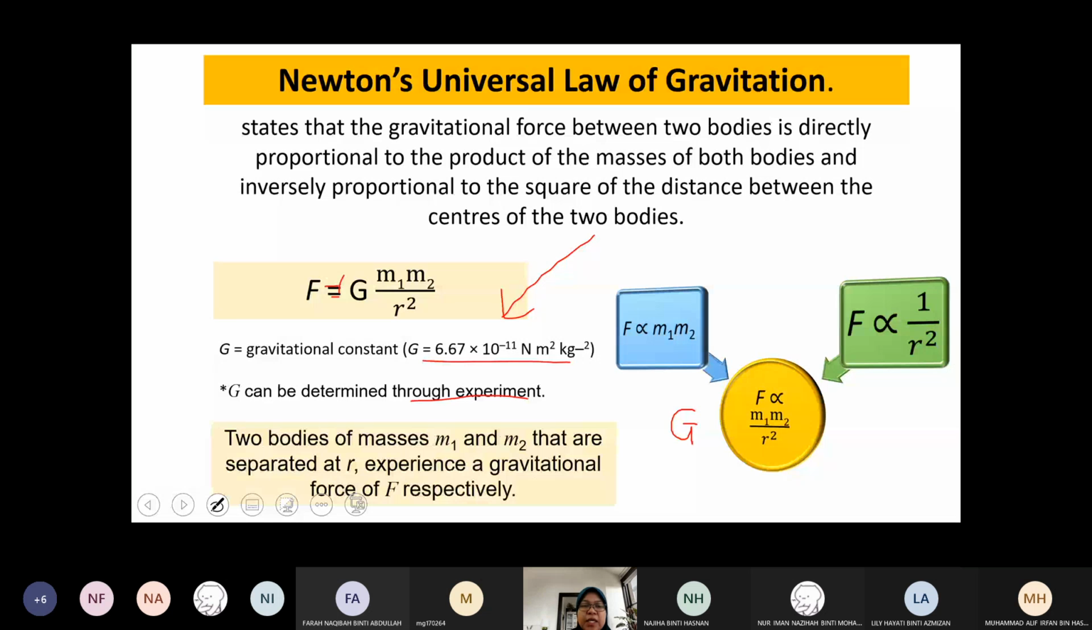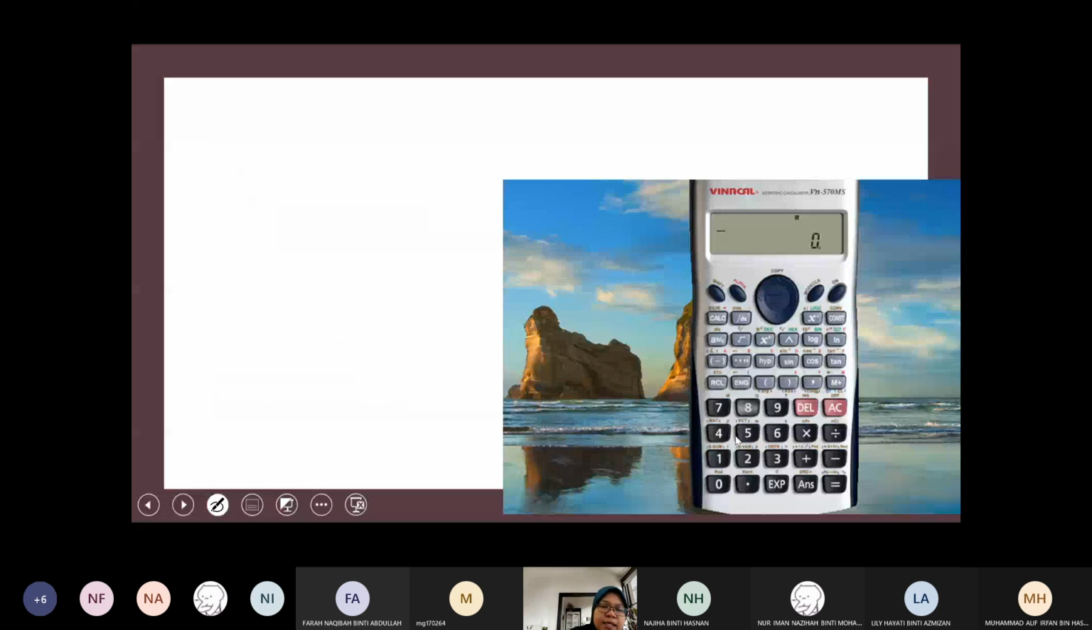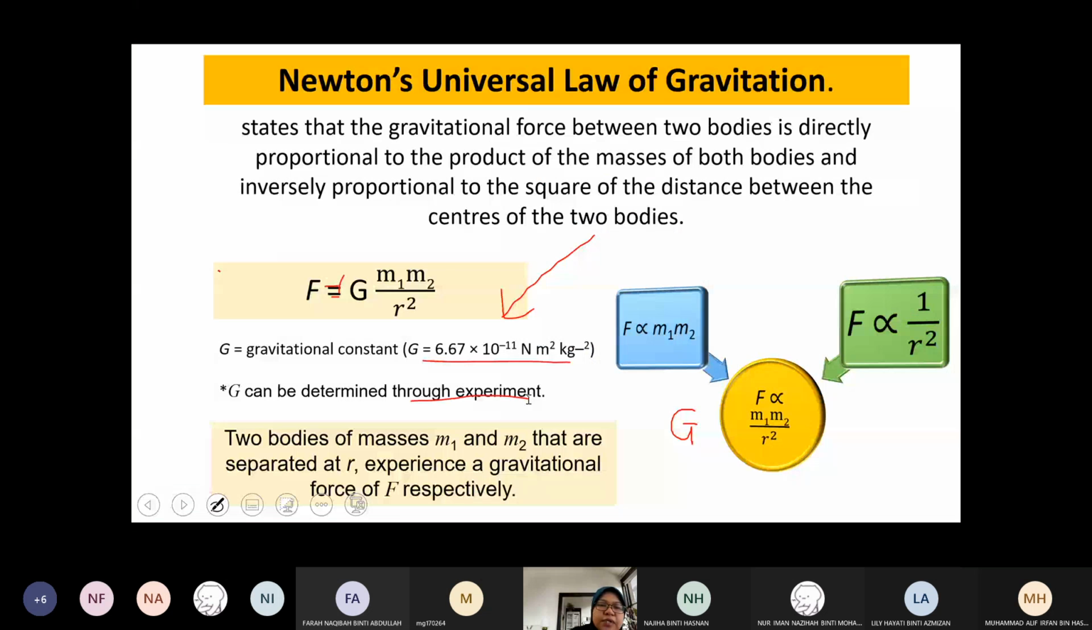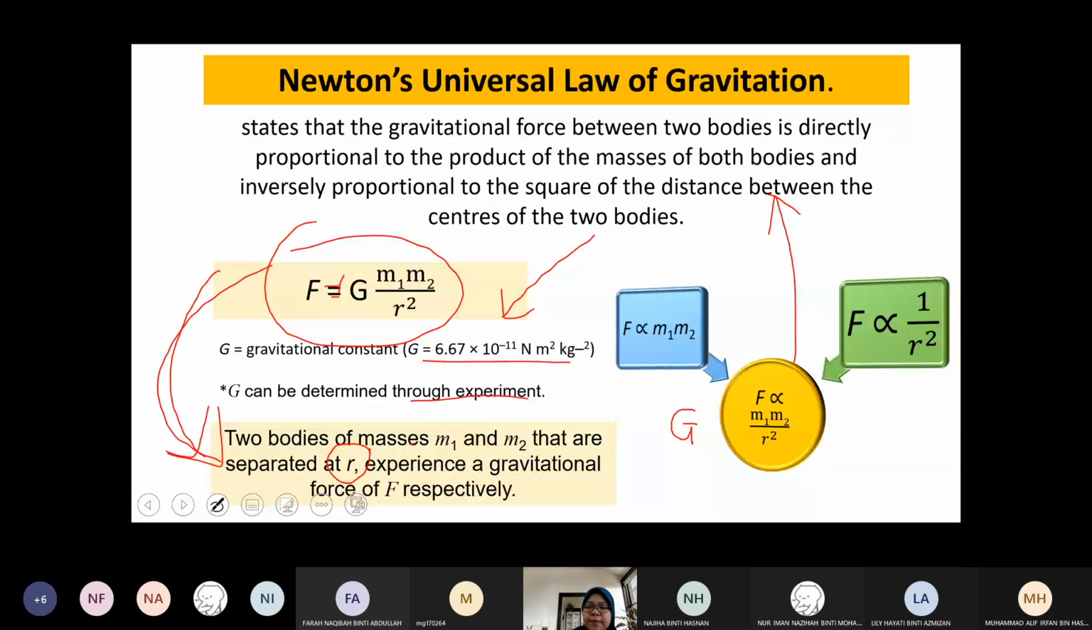Now, two bodies of masses M1 and M2 that are separated experience a gravitational force of F respectively. So this is what is meant by this formula. What does this formula mean? We can say this formula states that two bodies of masses M1 and M2, separated by a distance R, experience a gravitational force of F respectively. This is its statement. The formula explains it like this.